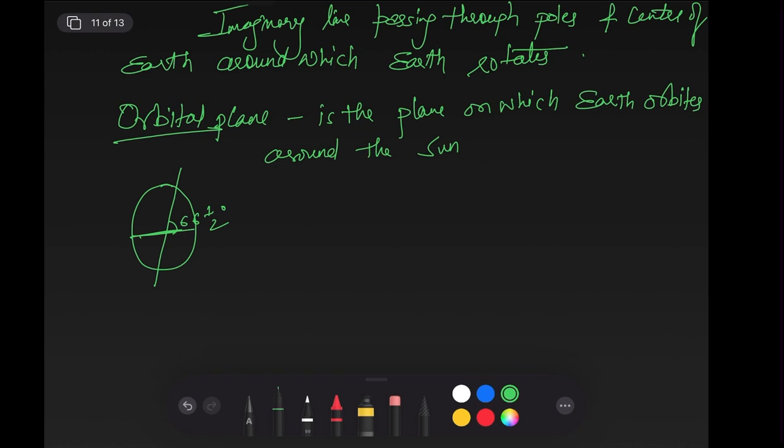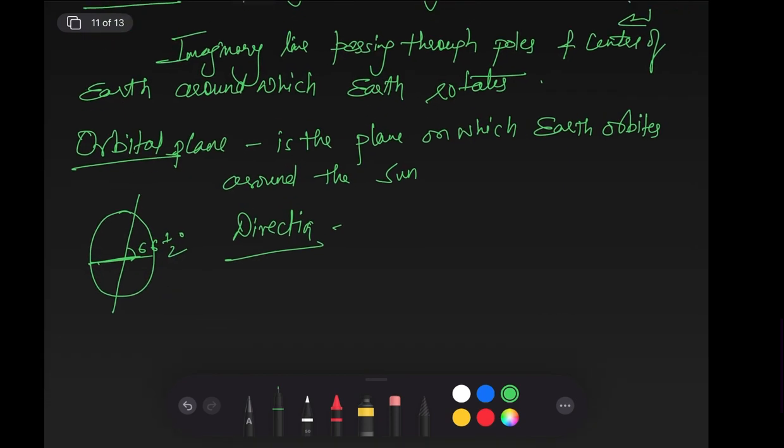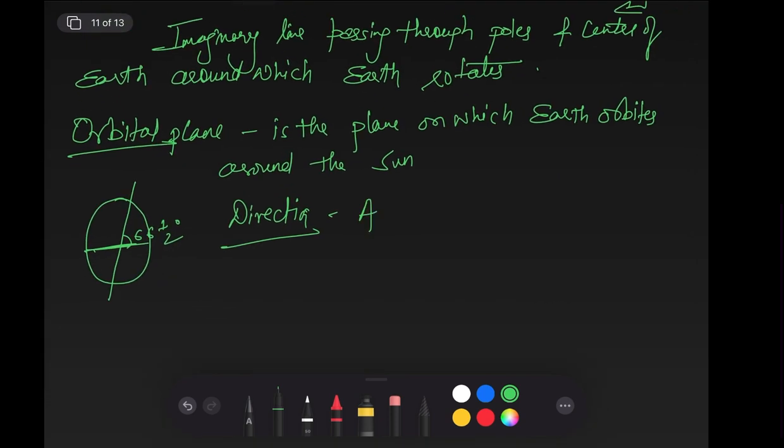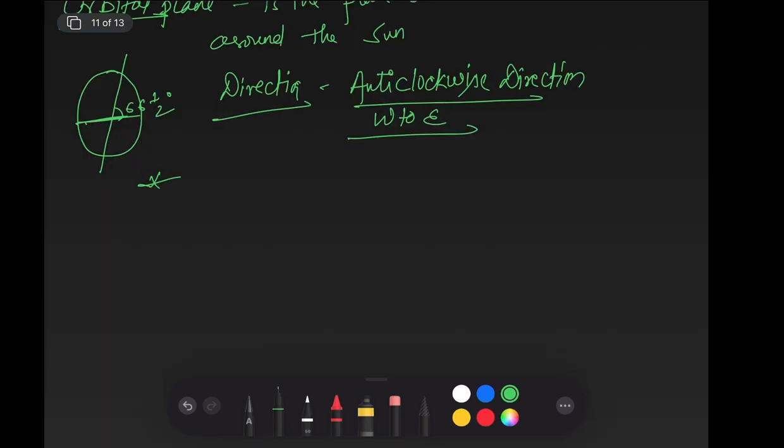Then what is the direction of the rotation? Earth rotates in anti-clockwise direction. Conventionally, which we call as west to east. This rotation causes the change of day. So the period of rotation.